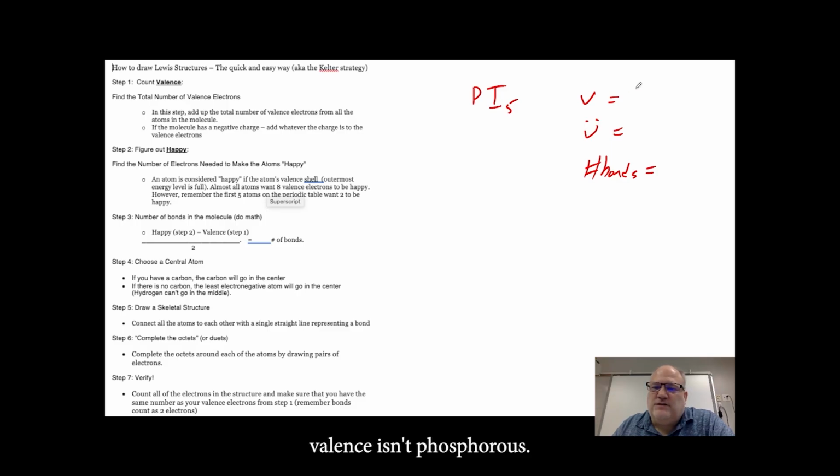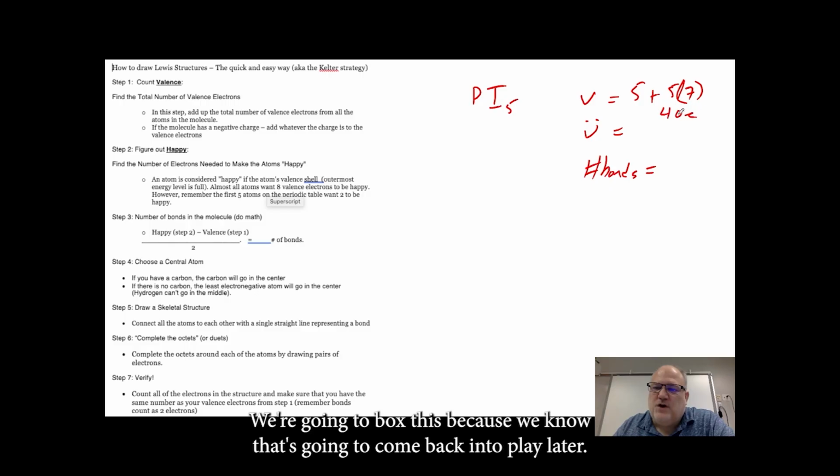Valence, doesn't phosphorus have 5 valence electrons? And each of the iodines has 7, so that's going to be 5 times 7. Not a divided mark. So we have 35 plus 5. Would that not give us 40 electrons? We're going to box this because we know that's going to come back into play later.